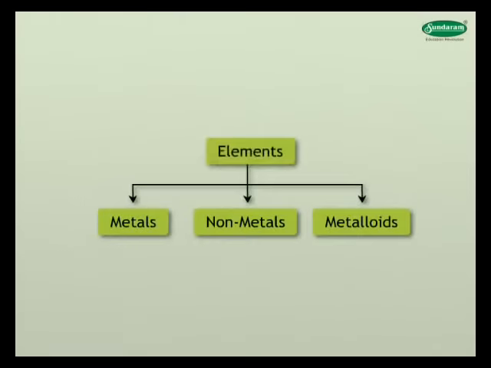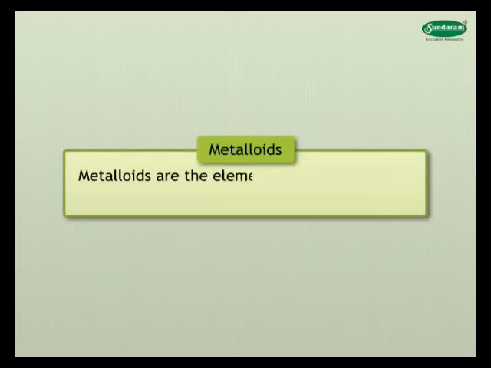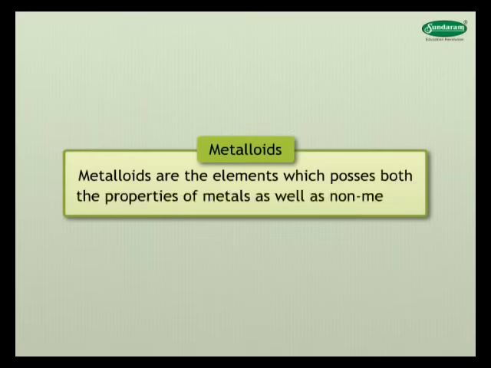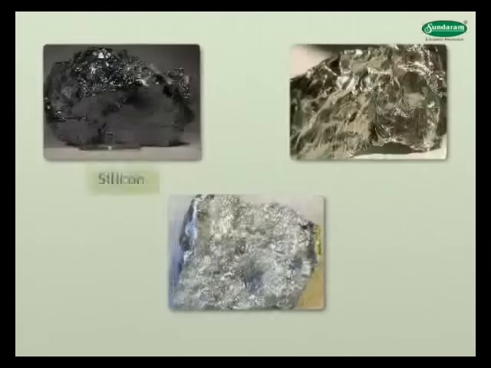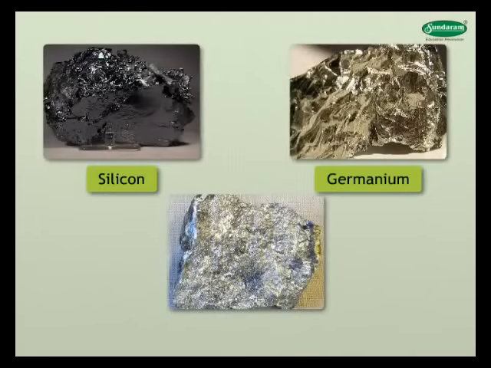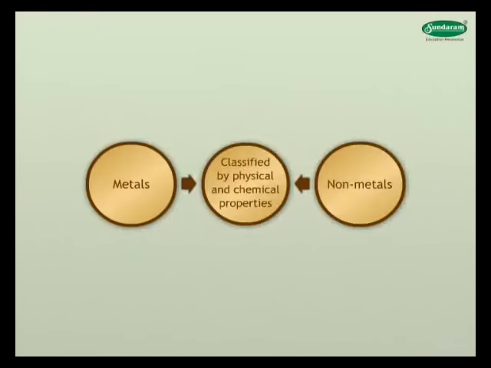For convenience, these elements have been classified into metals, non-metals, and metalloids. Metalloids are the elements which possess both the properties of metals as well as non-metals. Example: silicon, germanium, antimony, etc. Whereas metals and non-metals are classified distinctly by their physical and chemical properties.